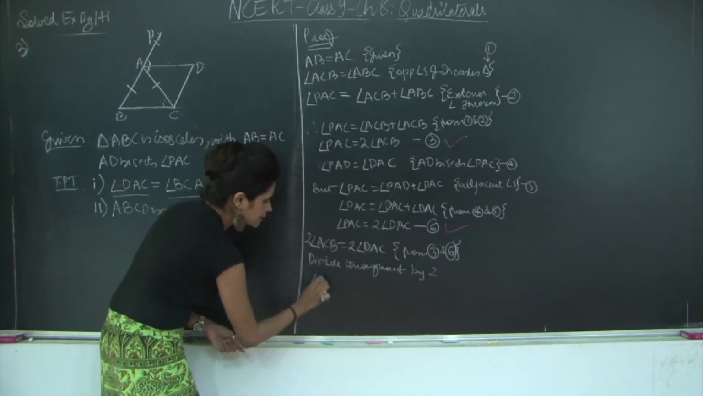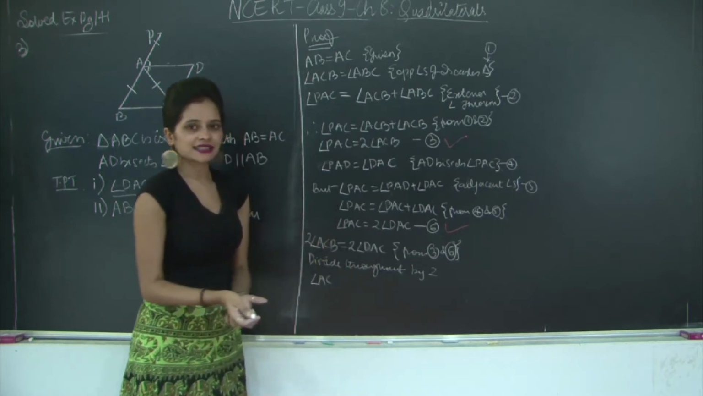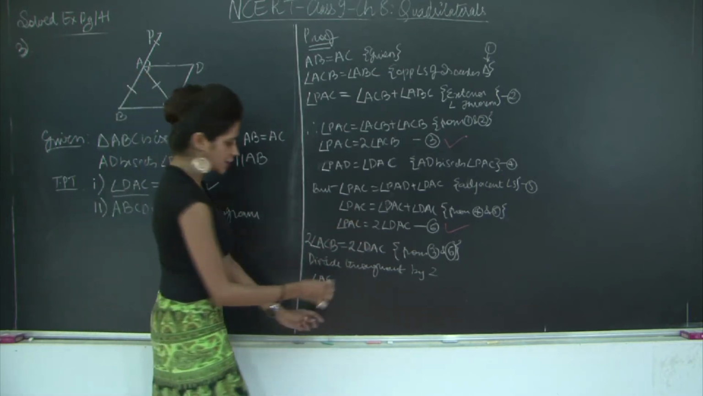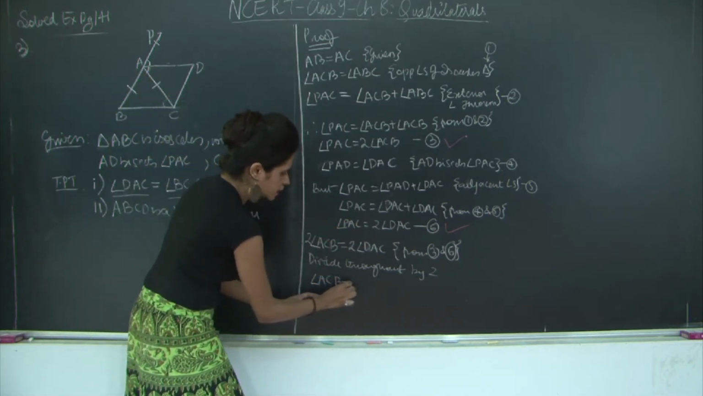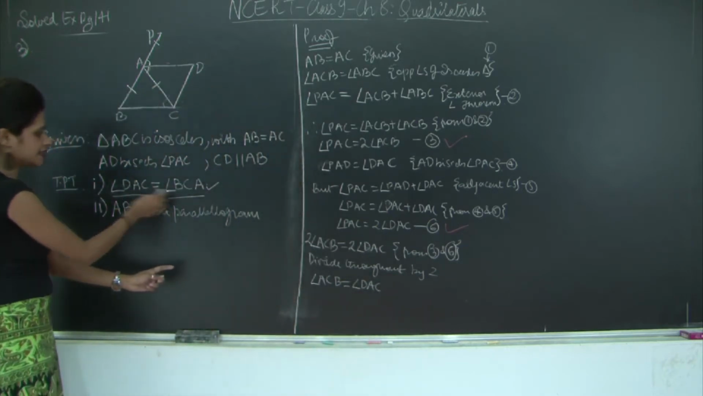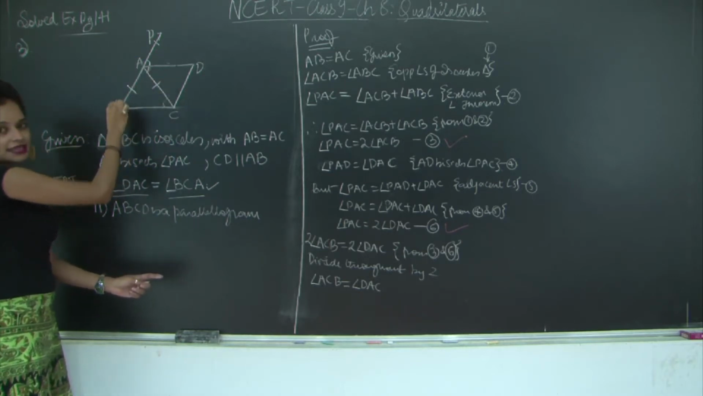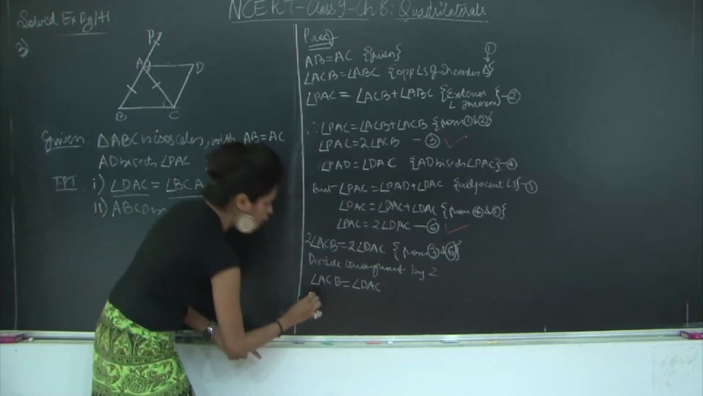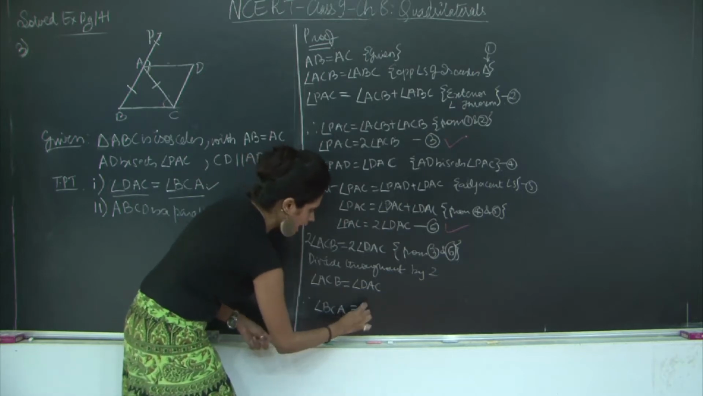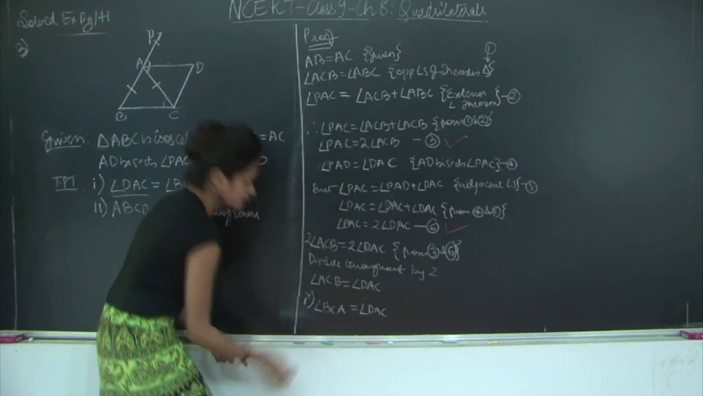That angle ACB, that means you're dividing the left hand side and the right hand side by 2. When you divide equally on both the sides, then your equation does not change. So your ACB is going to be equal to angle DAC. But we need angle BCA. BCA is the same as ACB. So instead of ACB, I am going to write therefore angle BCA is equal to angle DAC. So this is my first part.